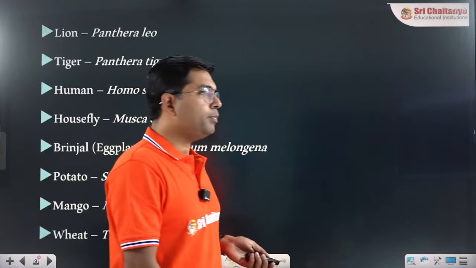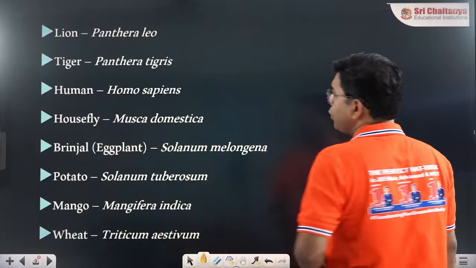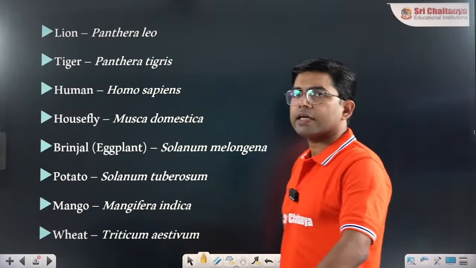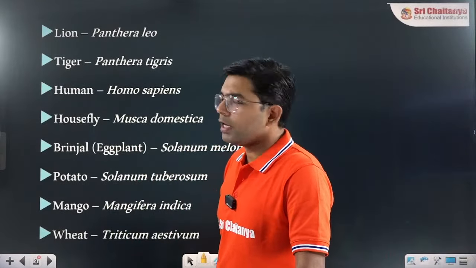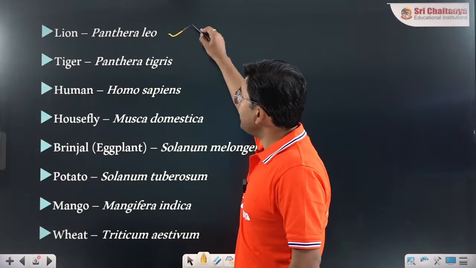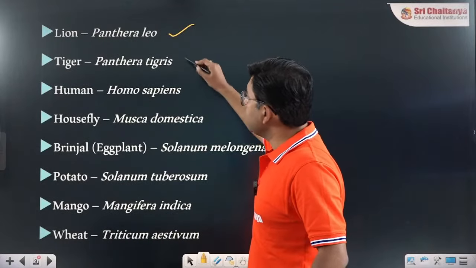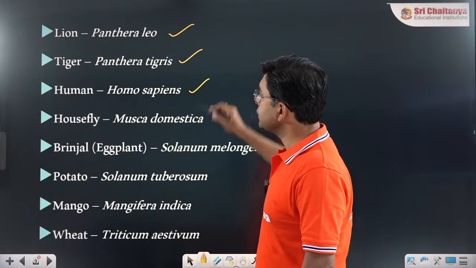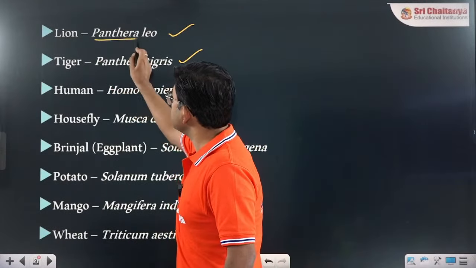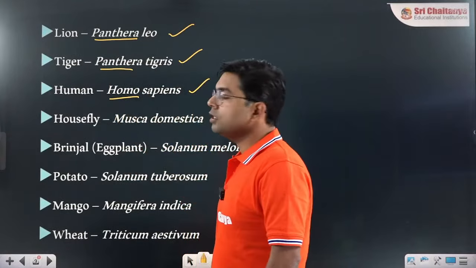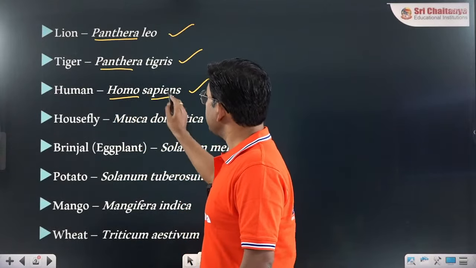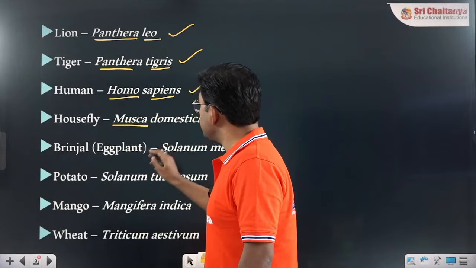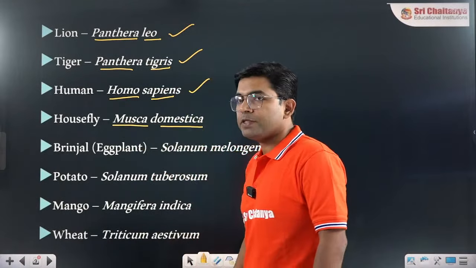So now on that basis, if we see the different nomenclature, see it very carefully, some of the common nomenclature given in NCERT, very important. Lion, Panthera leo. Tiger, Panthera tigris. Human, Homo sapiens. Now see here, the first word is the genus and the second is the species. Now here, Musca, genus, domestica, species.